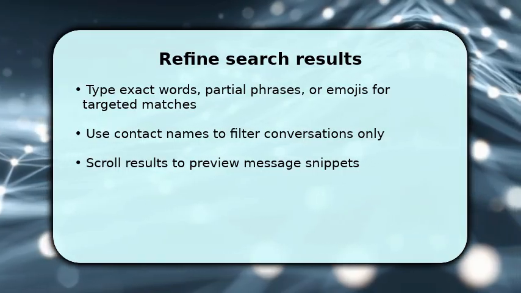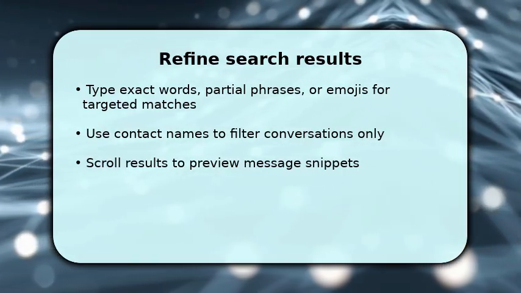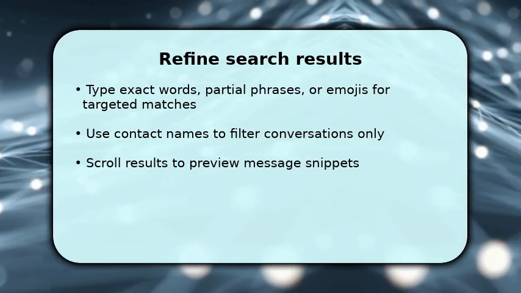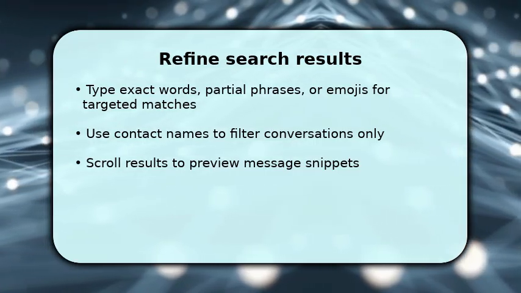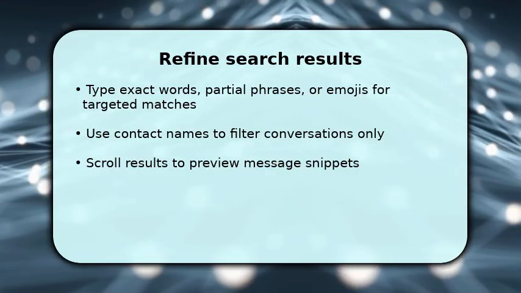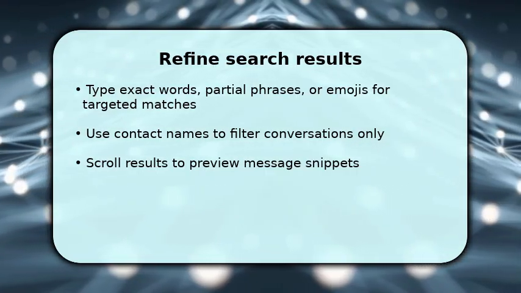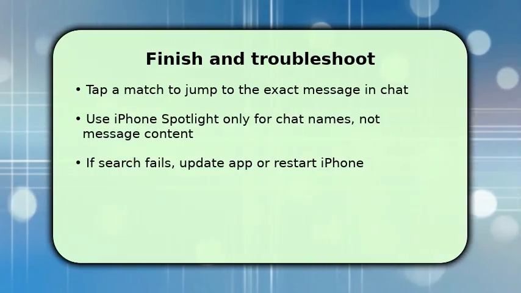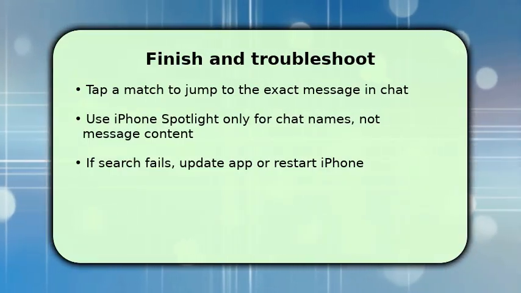Make sure to scroll within the results to preview snippets. Tapping a result jumps you to the exact message inside the conversation. If a message is old, WhatsApp highlights the search term, so you don't lose it. To finish, tap any search result and you'll be taken to the conversation with the matching message highlighted. This lets you reply or forward immediately.